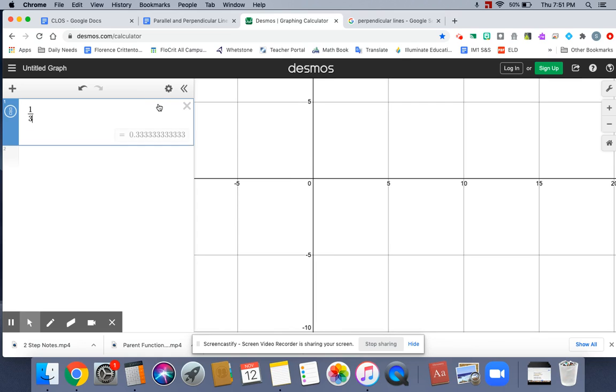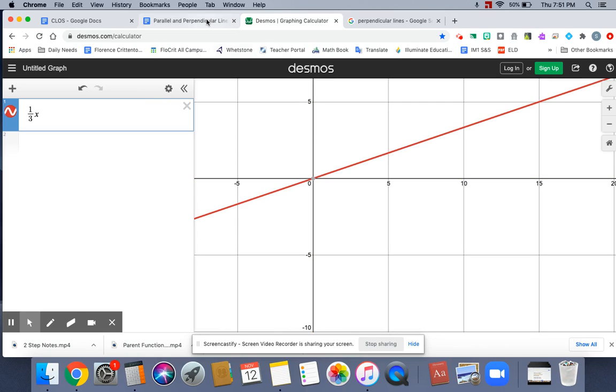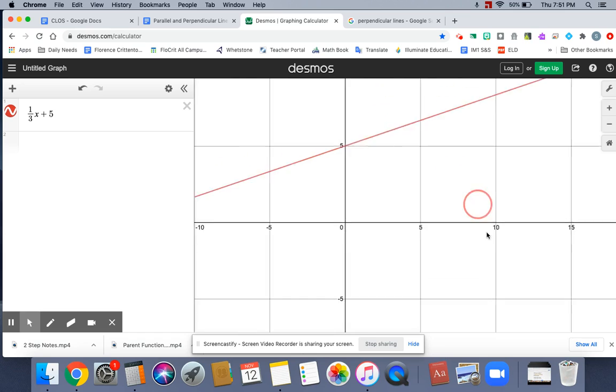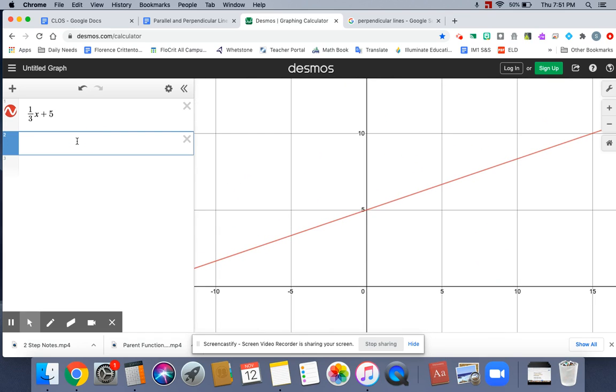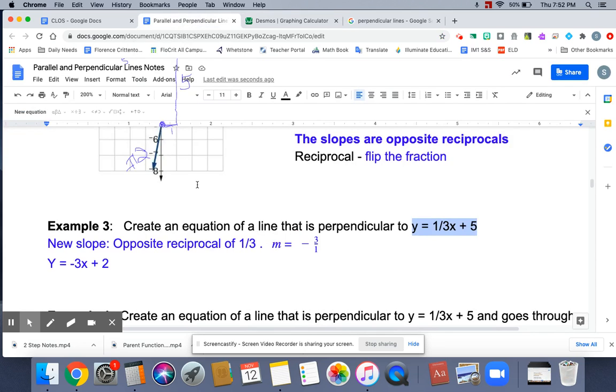To show you, 1/3 x plus 5 versus -3x plus 2. If you look at this cross, it is a perfect cross. They are crossing each other in perfect little 90-degree angles. So they are perpendicular to each other.